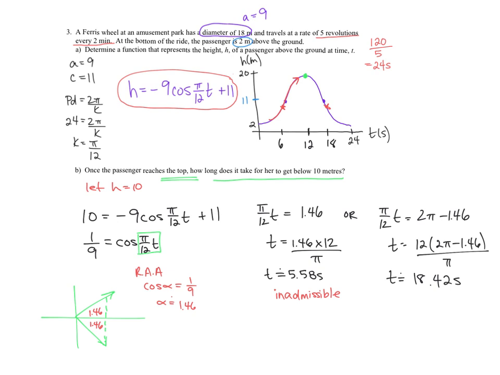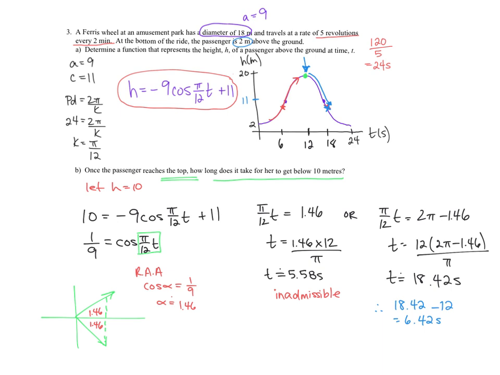So now to actually calculate our value, once we've reached the top, which is at 12 seconds, how long does it take to get below 10 meters? Well, we know we hit a height of 10 meters at 18.42 seconds. So if I take, therefore, 18.42 minus 12, we get 6.42 seconds. If that's the answer that you got, you are so close.